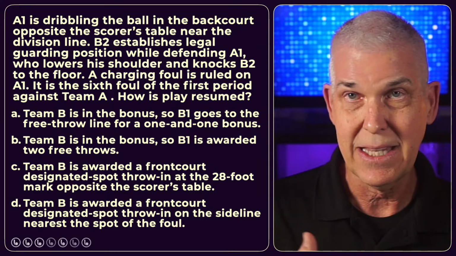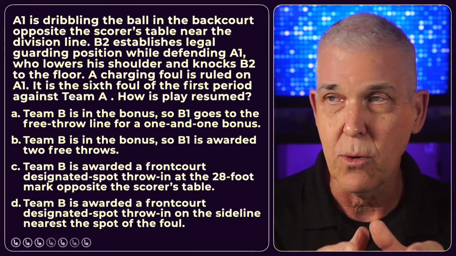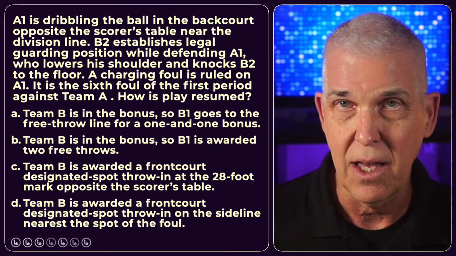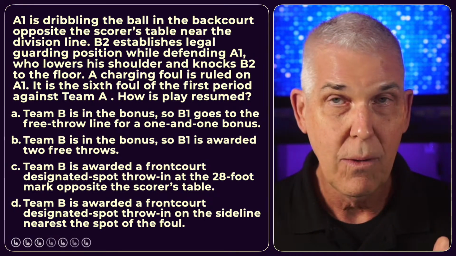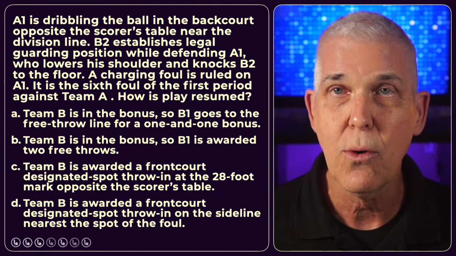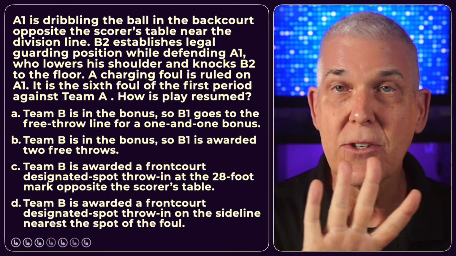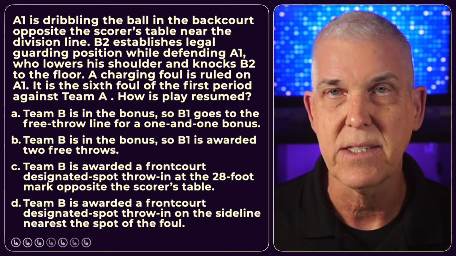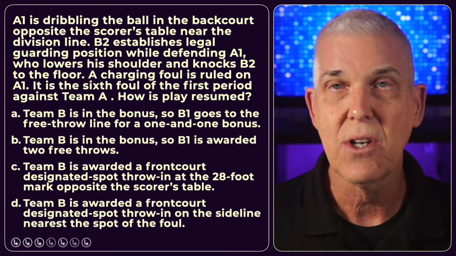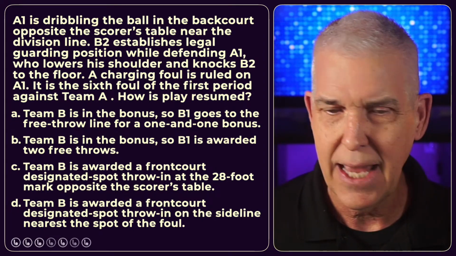So how would play be resumed? Where is this throw-in? Is it adjacent to the offended team's front court or back court? They're in the back court opposite the scorer's table near the division line. So the foul will be reported. The resulting throw-in for Team B will be a front court throw-in. Starting this year in 2023, front court throw-ins are administered in one of the 4 throw-in spots. So this would be this throw-in, even though the foul was near the division line. Since it results in a front court throw-in, it will be at the 28-foot line opposite the table.